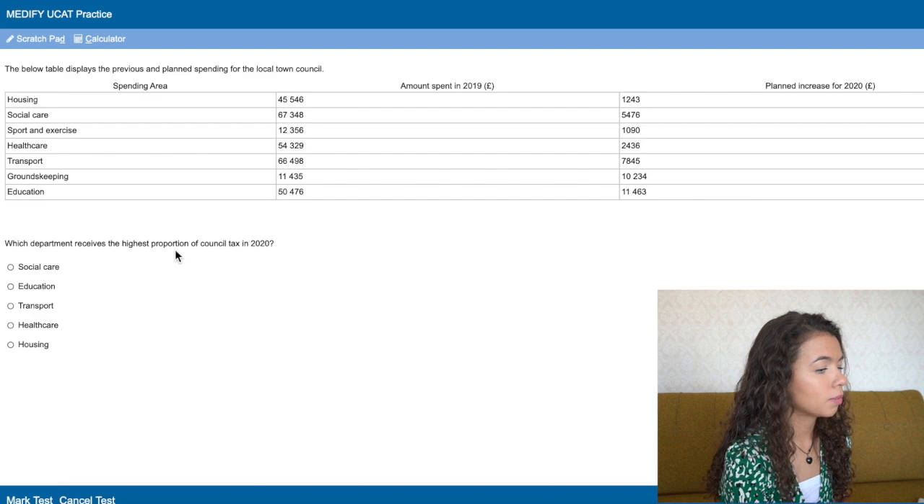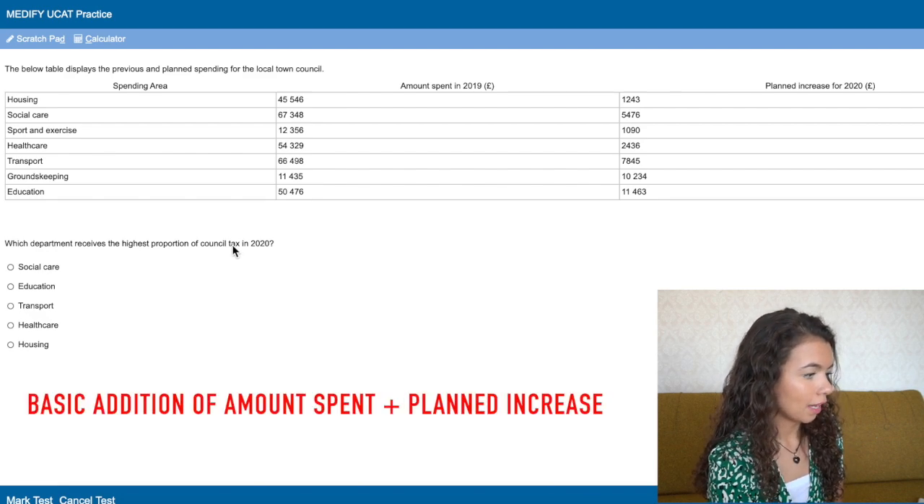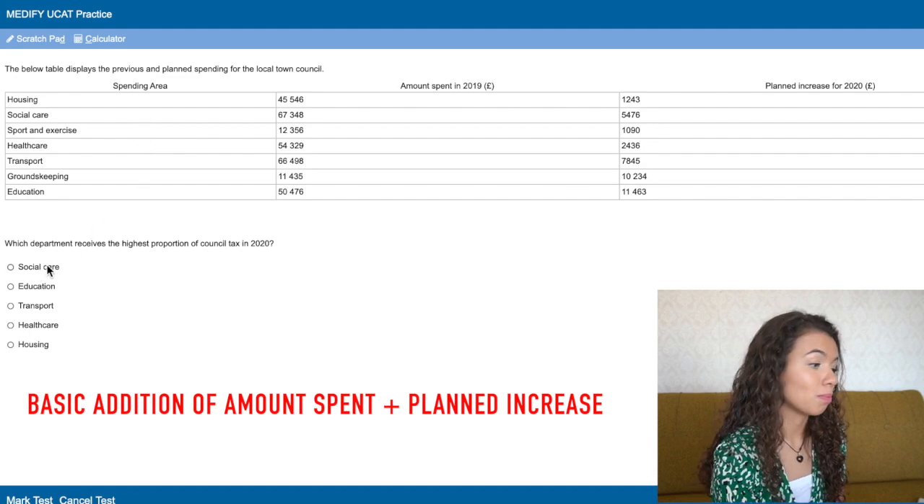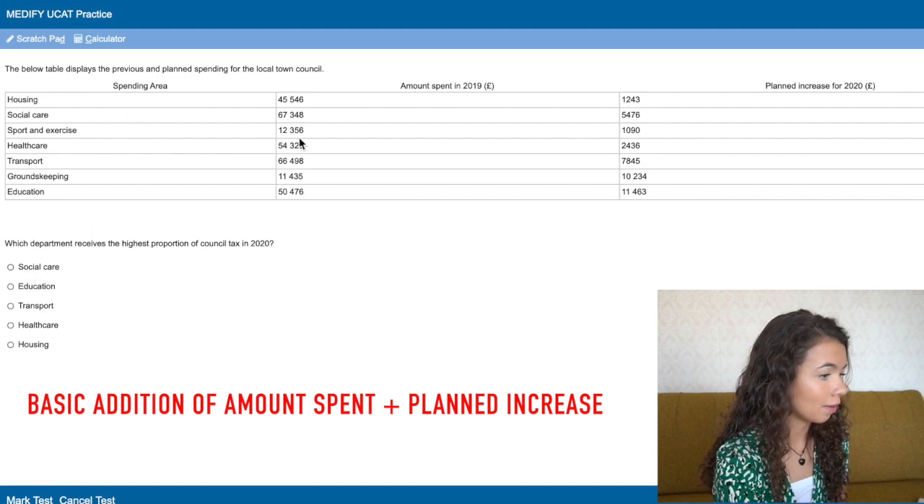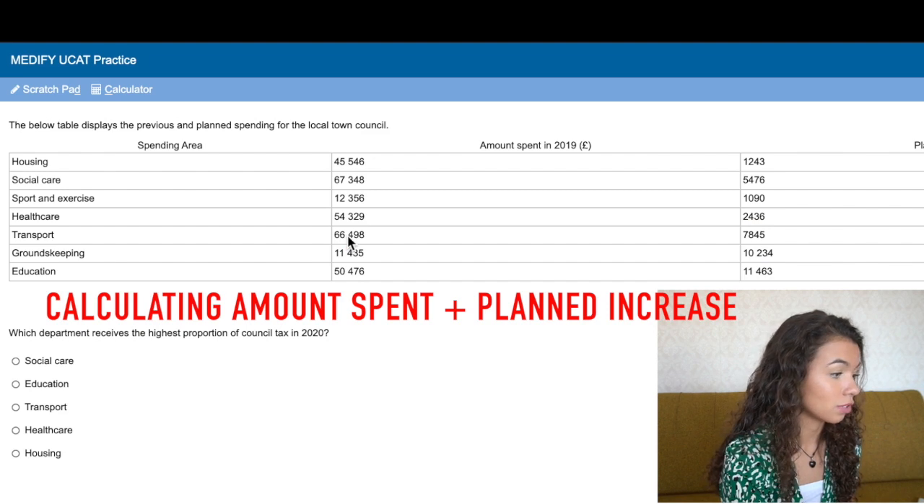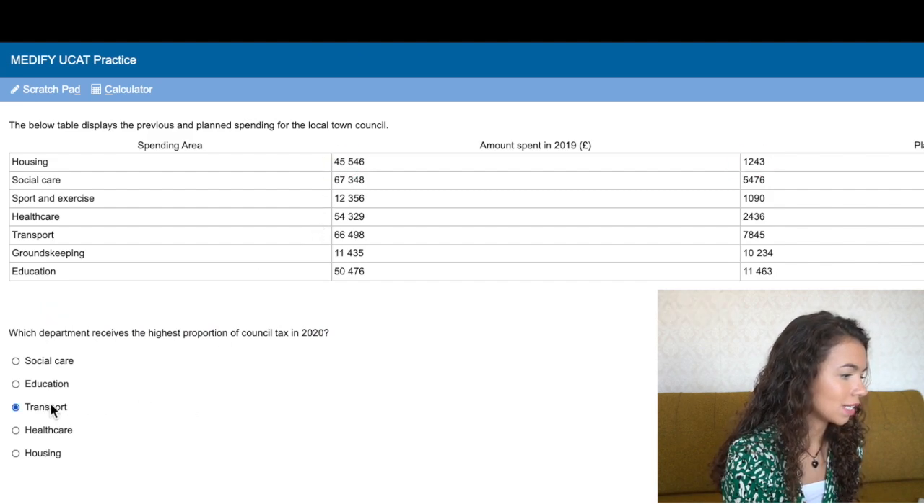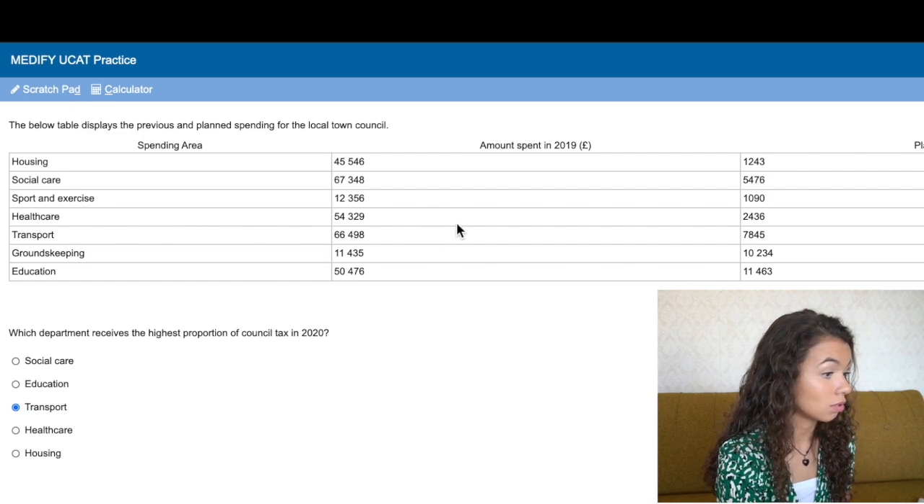Okay, so it says, which department receives the highest proportion of council tax in 2020? There's too many in the table, so I'm just going to go based off of the answers. So social care, just over 70,000. Education, 66,000, so far social care. Transport, so 66 plus 8, so about 74, so far that's winning. Healthcare, 50, less than 60 anyway. And housing, a lot less than 50. So transport is getting the most money here.